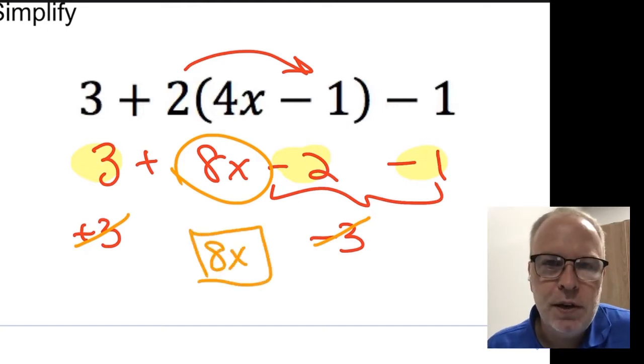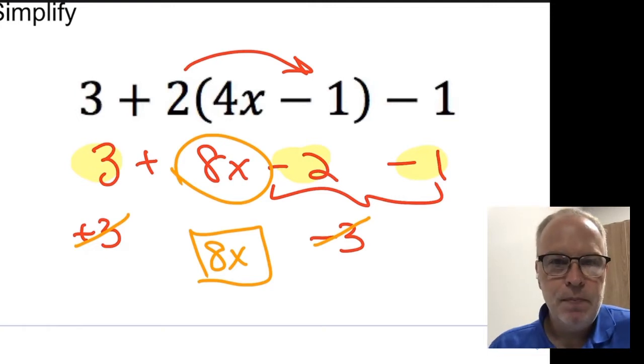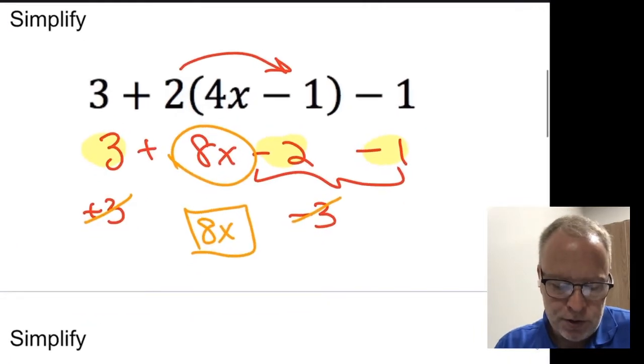So what we just did is we did the distributive property and then we simplified, often by combining like terms. Let's try another because this is so much fun.